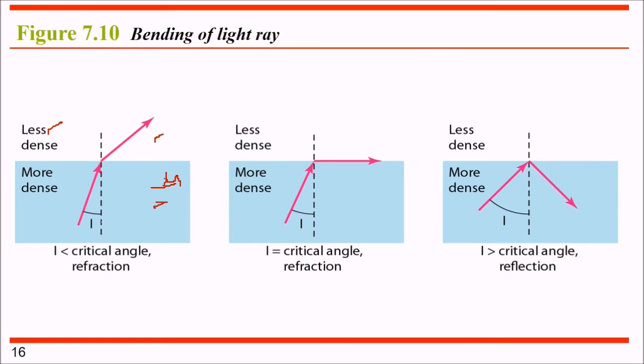If I, that is the angle of incidence, is less than the critical angle, it will be refracted, meaning it will go outside. If the angle of incidence is equal to the critical angle, it will again be reflected, but in the borderline. But if we make an arrangement so that our angle of incidence is greater than the critical angle, the reflection will occur. This is called total internal reflection. This is the bending of light ray we will utilize in our fiber optic.